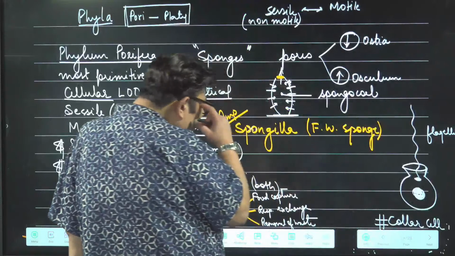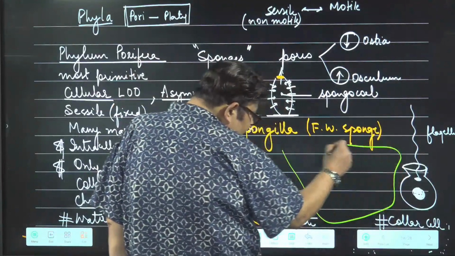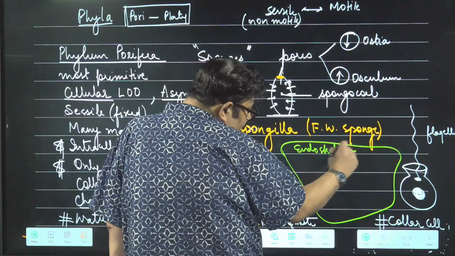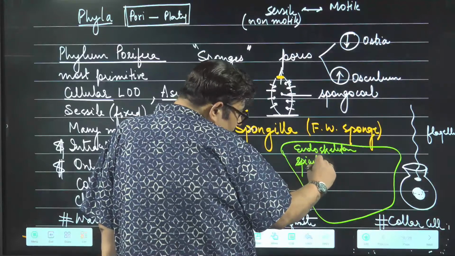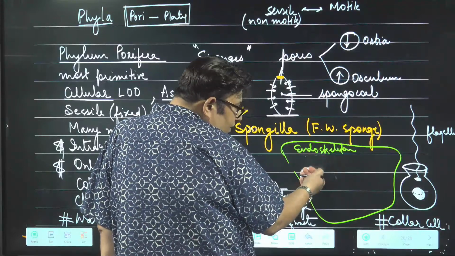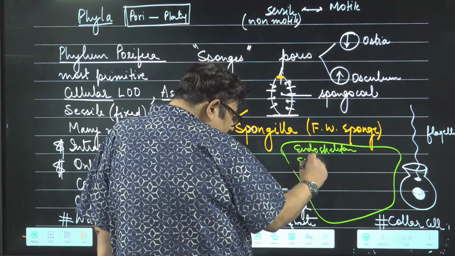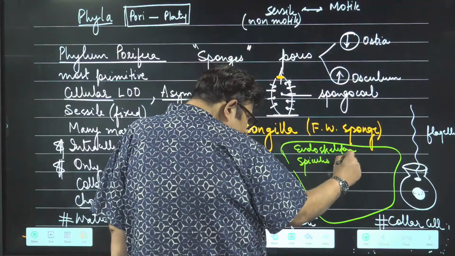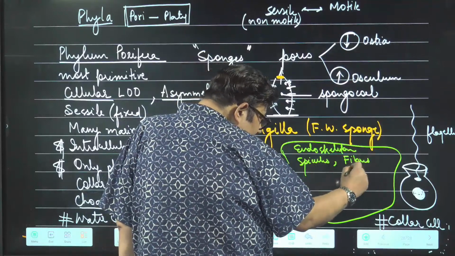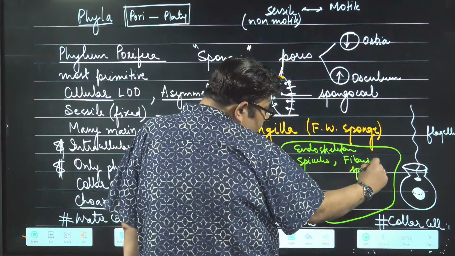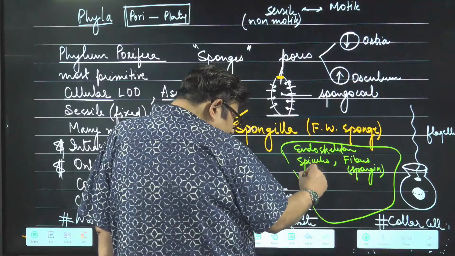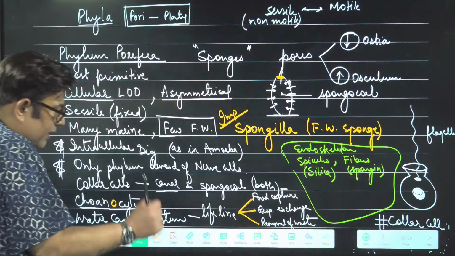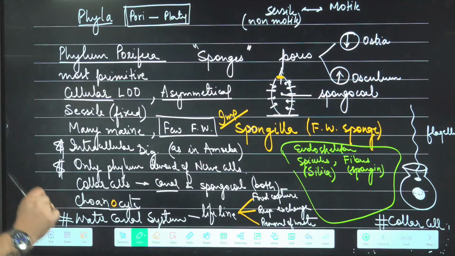Now, some points I want to mention here are that they have an endoskeleton, and this endoskeleton is made up of spicules, or fibers, spongin fibers. Fibers are made up of a protein called spongin. Spicules are made up of silica, even calcium also. Spicule means small thorn. There is a Telugu word for spicule.